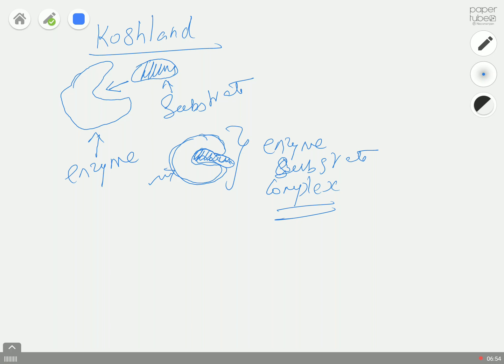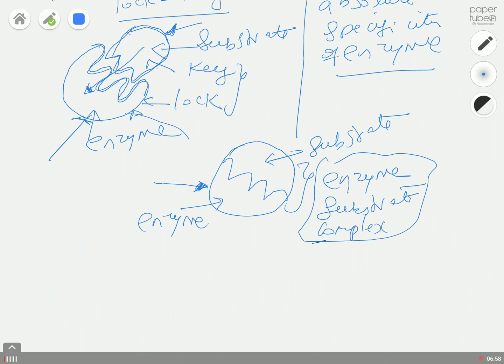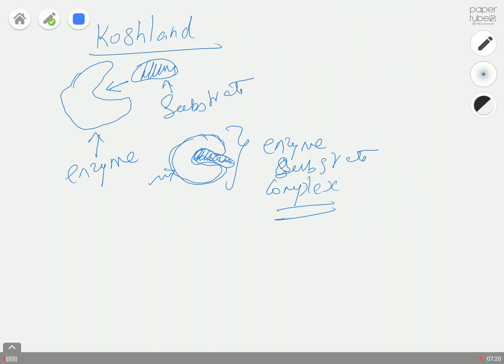So what Fisher's lock and key mechanism says is that enzymes and substrates are very rigid, so they cannot bend or dislocate from their position, and their molecular structure remains intact, like a piece of wood, so that they cannot bend. But what Koshland says is that both are slightly flexible. So once they come together, they adjust to each other, and eventually both of them slightly change their structure.